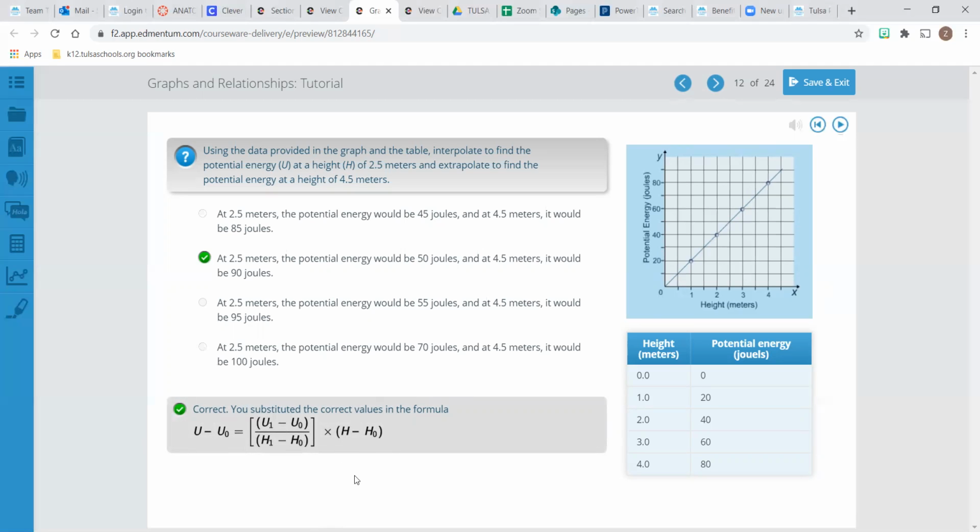Using this equation, and then at 4.5, what do you guys think? Looks like 90 joules. But if we did not have this graph and we were just given this number, you would use this equation, right? U is the y-axis numbers, how we describe potential energy. That's the scientific letter we use, and then H, height. That's easy to remember.